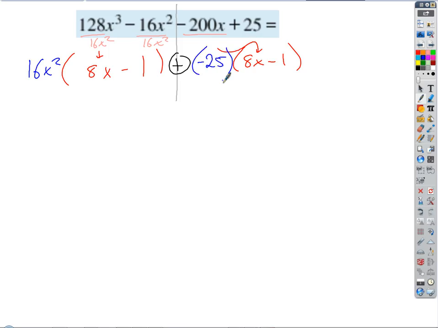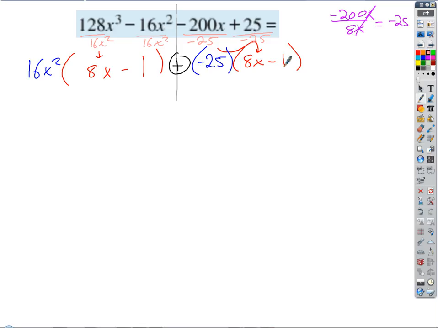And all I'd have to do to find out is just say, once again, negative 200x divided by 8x equals negative 25, right? Okay, so it worked. If I divide negative 200x by negative 25, I get 8x. Well, what is negative 25 divided by negative 25? Negative 1. So it worked, didn't it?